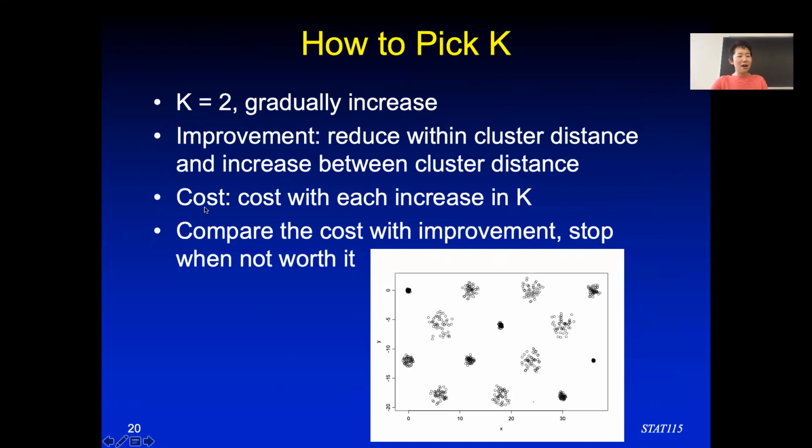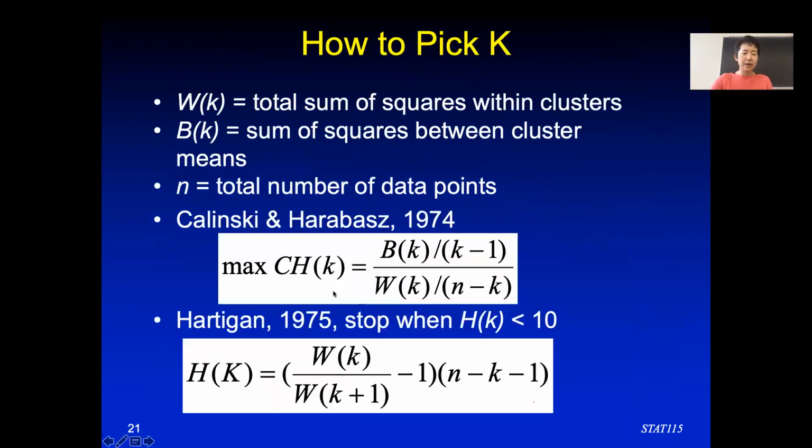So there is usually a cost, right? Your goal is to reduce the within cluster distance and increase the between cluster distance. But every time you add a k, you add a cost to it. So you will continue to add k if you can justify how much gain you get from the improvement. So you compare the cost with the improvement and stop when it's not worth it, basically. That's the general idea. And so you can calculate the total sum of squares of distance within the cluster and also the sum of squares between the cluster means, right? And supposedly n is your total number of data points, or total number of genes in this case.